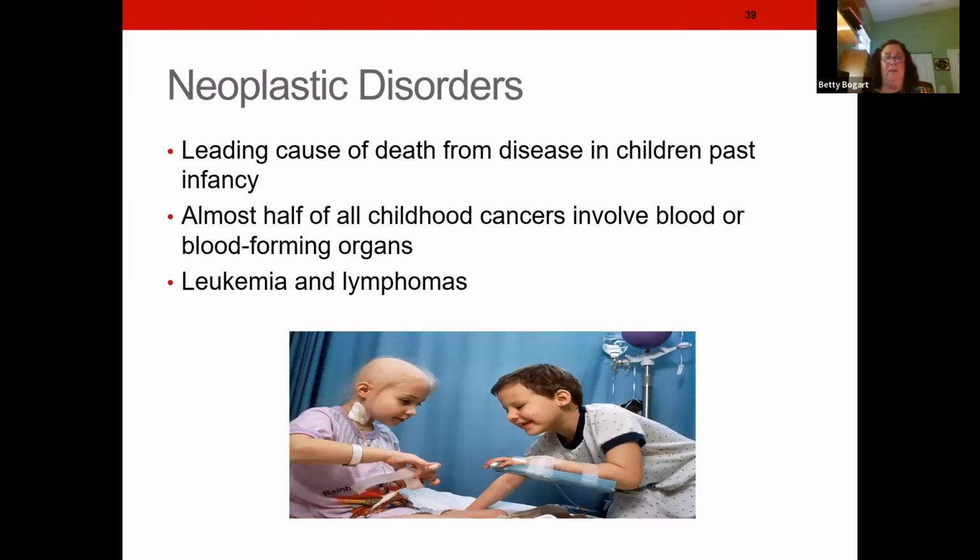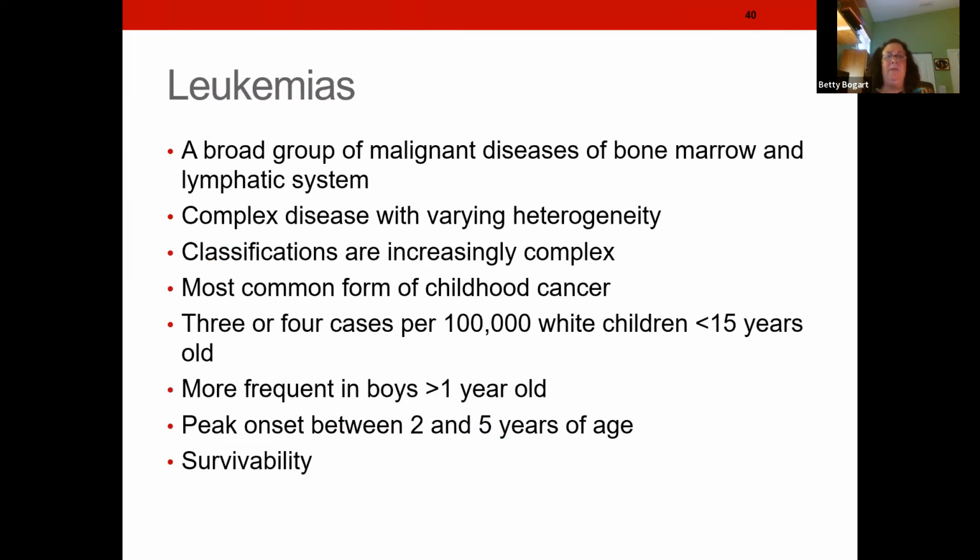Okay, some neoplastic disorders. The most common of all types of childhood cancers is of the blood or blood forming organs. And number one is ALL, acute lymphocytic leukemia, okay? So leukemia is more common in boys than girls, and they're usually 2 to 5 years old. And today, because of the advances, cure rates are amazing. They do well, but it is long-term care.